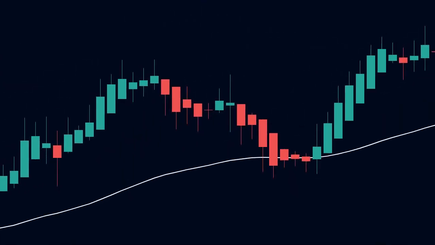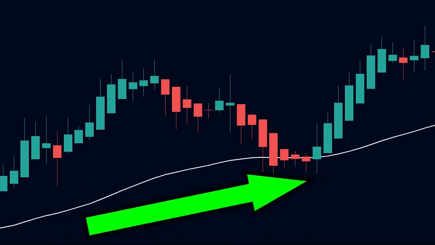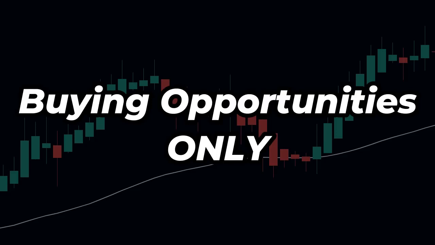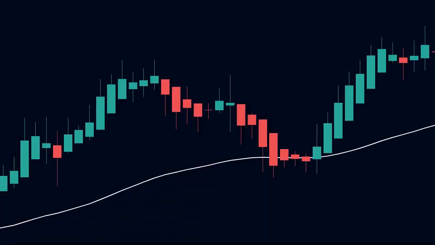Here on this chart, we can see that the price was trading above the 50 EMA, and the EMA was also sloped upwards. So this is a strong uptrend. In an uptrend, we are looking for buying opportunities only. Now, when the price pulls back at the moving average, we expect the price to find support and reverse upwards. But we want to look for confirmation before placing any trades.